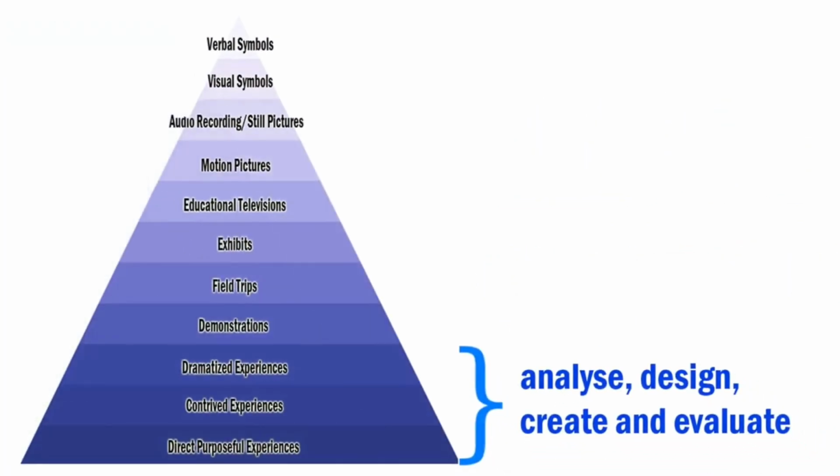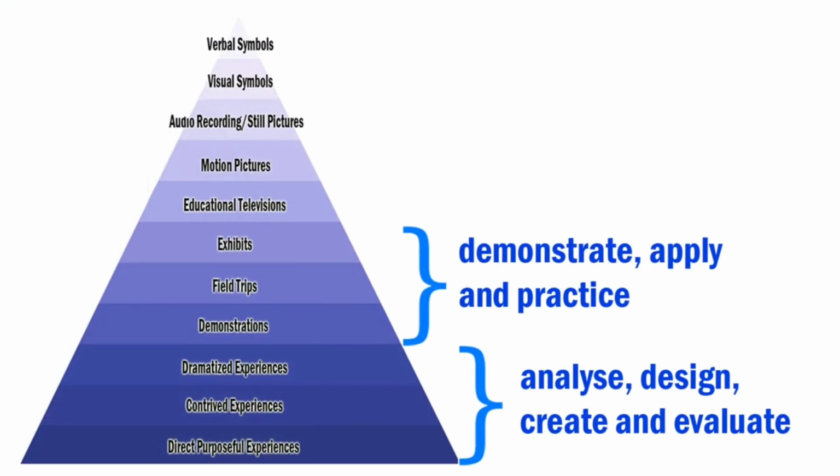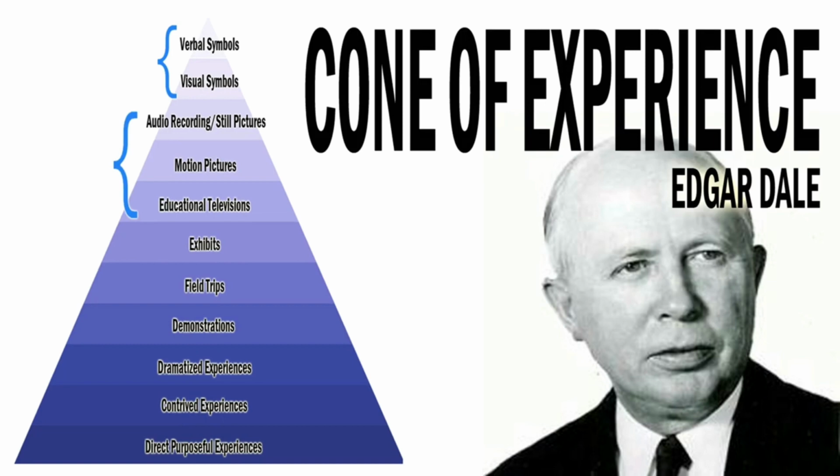For the level of direct purposeful experiences, contrived experiences and dramatized experiences, learners are able to analyze, design, create and evaluate. For the level of demonstrations, field trips, exhibits, learners are able to demonstrate, apply and practice. And for the level of television, motion pictures, visual symbolic and verbal symbolic, learners are able to define, describe, list and explain. Through Edgar Dale's cone of experience, teachers are helped to balance the tasks to be given to students.